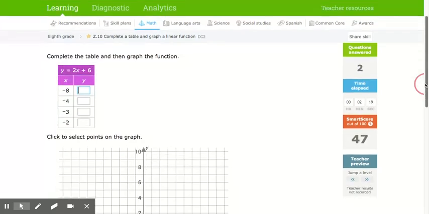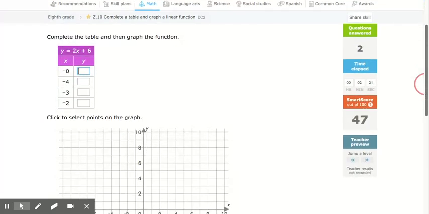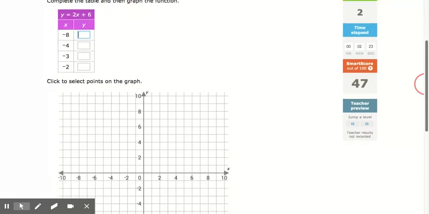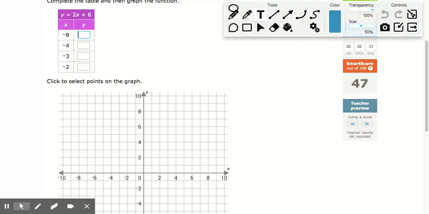So also now here, they're also going to give you all 4 quadrants. So here I have 2x plus 6. So I have to put the negative 8 in. So 2 times negative 8. 2 times negative 8 is negative 16. I'm going to add to that the 6. So that becomes negative 10.